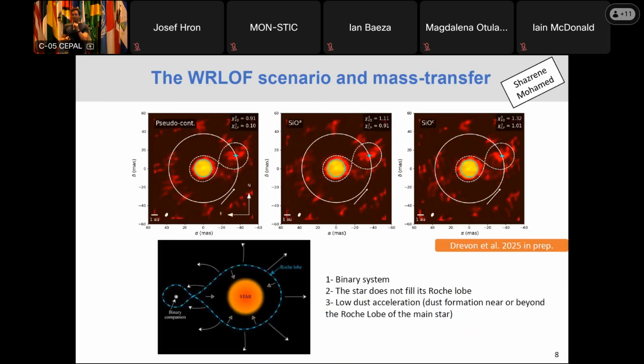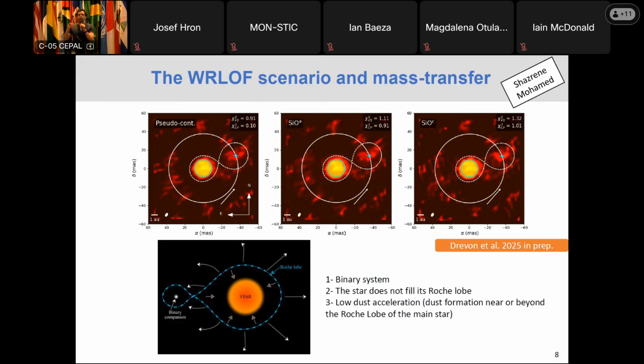And then, wind Roche lobe overflow. The talk by Shazrene was amazing, so let's have a short overview of this wind Roche lobe overflow applied to our system. To have a wind Roche lobe overflow, you need a binary system; okay, we have it. You need a star that does not fill its Roche lobe, because otherwise it's a direct Roche lobe overflow. This is our case also.